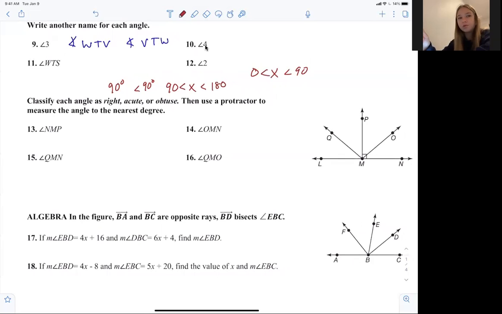So with that, what does NMP look like? Right. OMN, acute. QMN, obtuse. QMO.